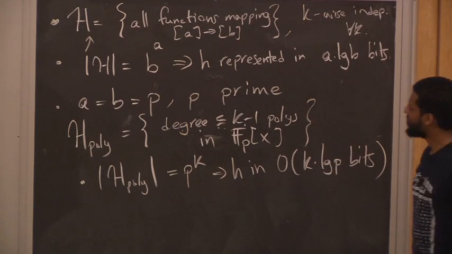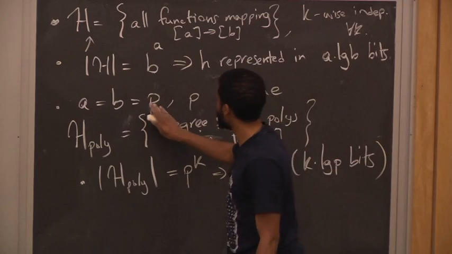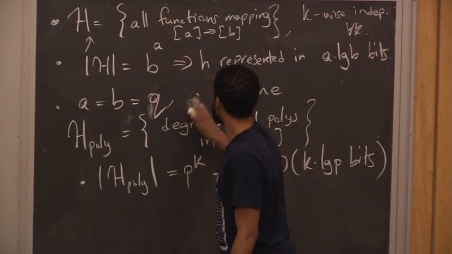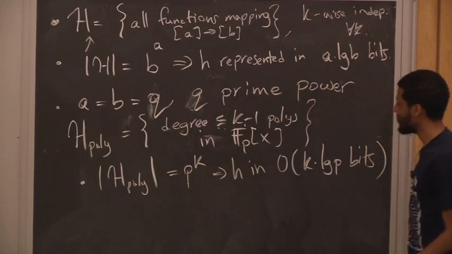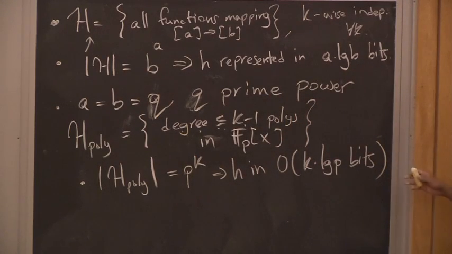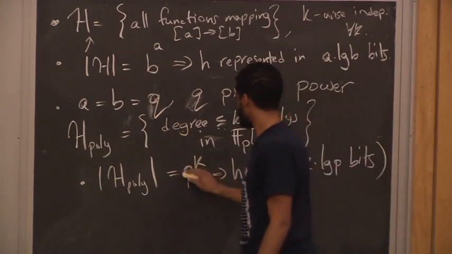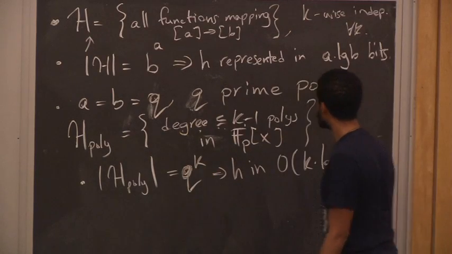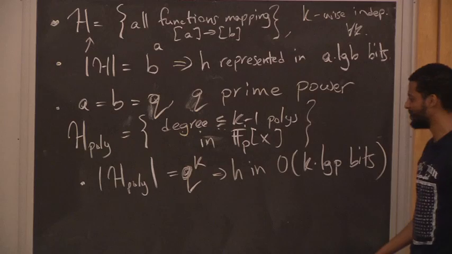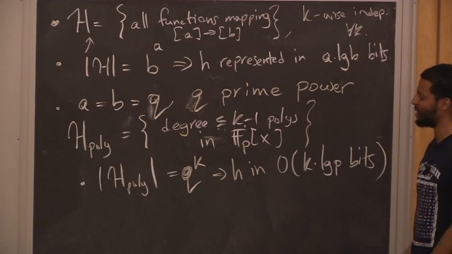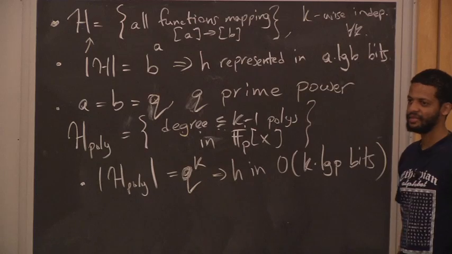Okay? And in fact, you can even set this up where q is a prime power, and then you do it over this finite field. If you're not so familiar with abstract algebra, it's okay. That's not going to be a component in this class. Think of p as a prime.